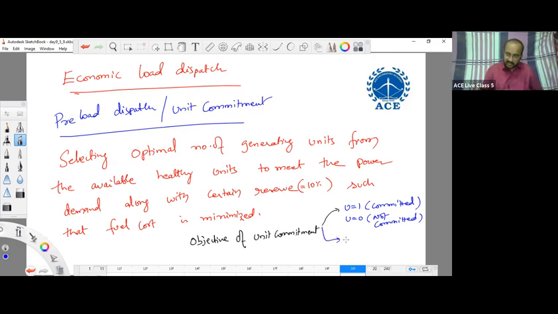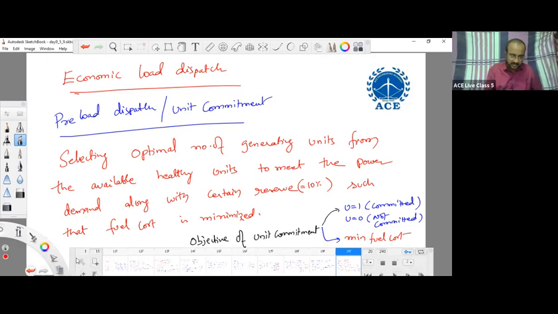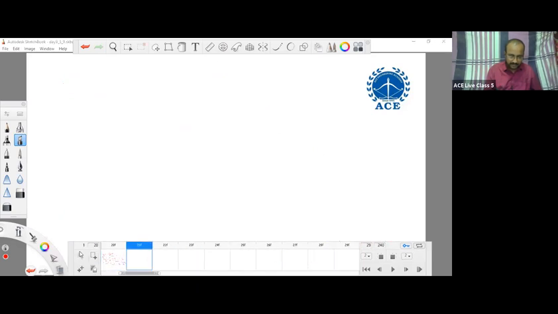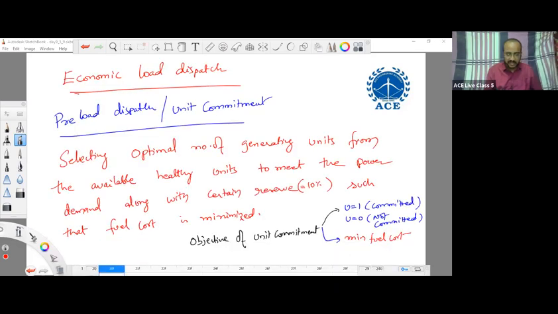And what is the other objective? Fuel cost is minimized. Minimum fuel cost. Our problem here is optimization of fuel cost. So what do you mean by preload dispatch or unit commitment problem? Select the optimal number of generating units from the available healthy units to meet the power demand along with certain reserve, such that fuel cost is minimized. That is preload dispatch or unit commitment.